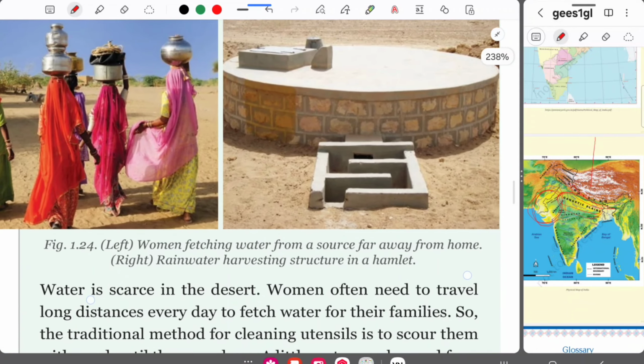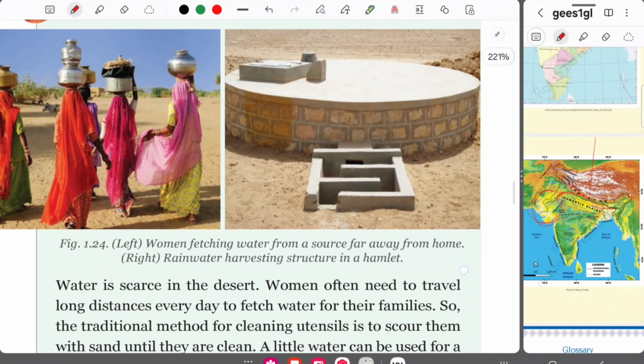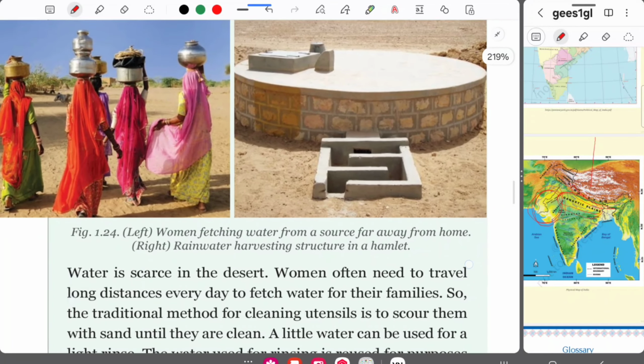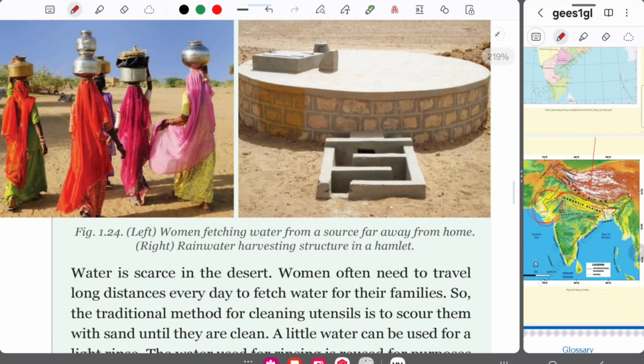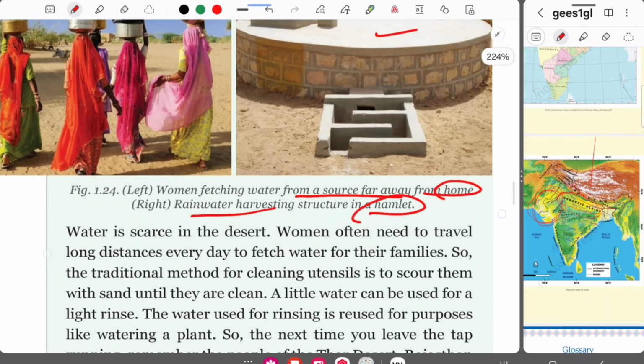See here, some women are fetching water from very far away from home, isn't it? Here women are fetching water from a source far away from home. And on the right side, this is a rainwater harvesting structure in a hamlet. As there is water scarcity, people of Rajasthan especially have so many ways to harvest the rainwater so that they can keep it later for drinking purposes. All right, so let us read this one.